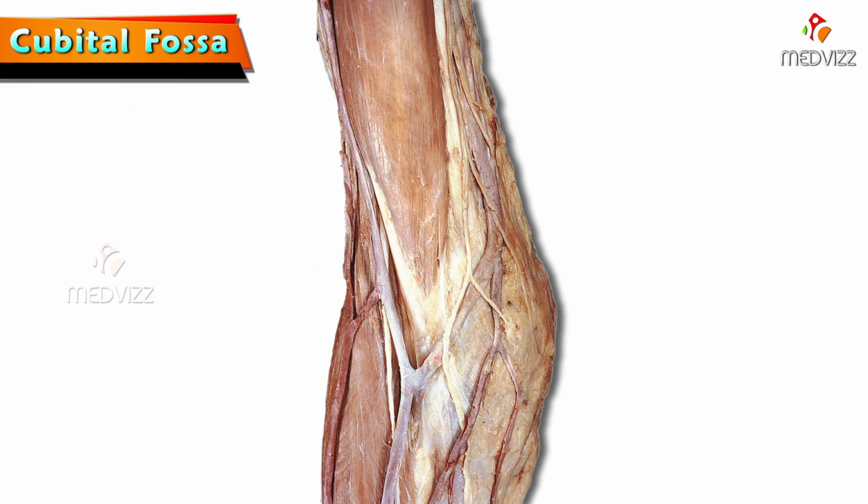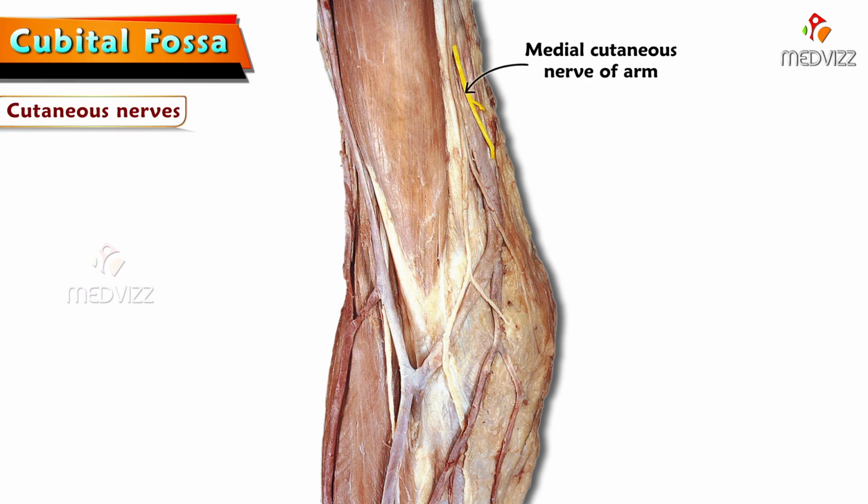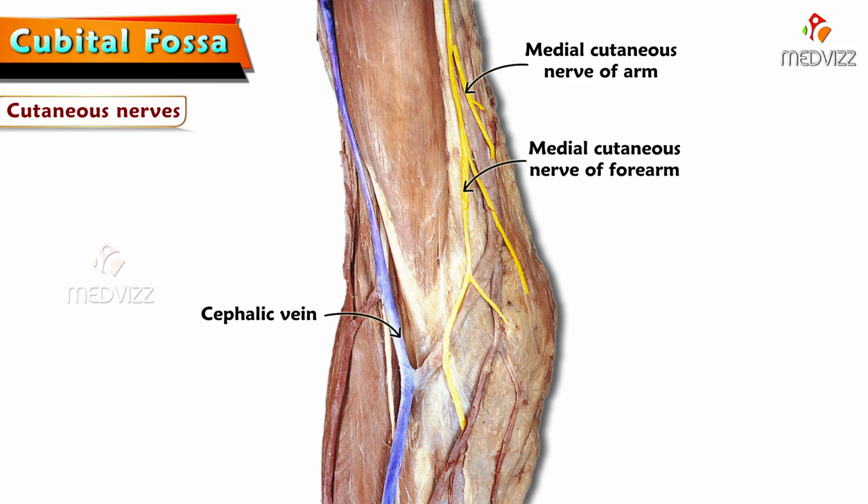Let's also consider cutaneous nerves. On the medial aspect, we see the termination of the medial cutaneous nerve of the arm and the medial cutaneous nerve of the forearm. The nerve which passes behind the cephalic vein is the lateral cutaneous nerve of the forearm, which is the terminal continuation of the musculocutaneous nerve.